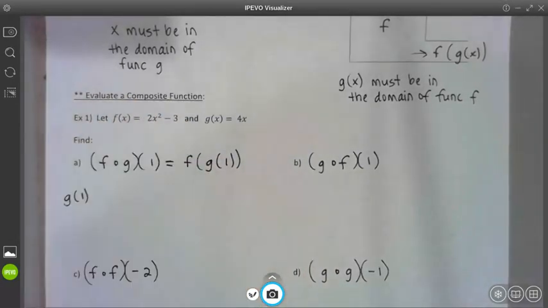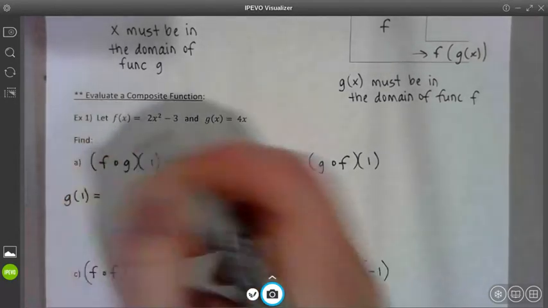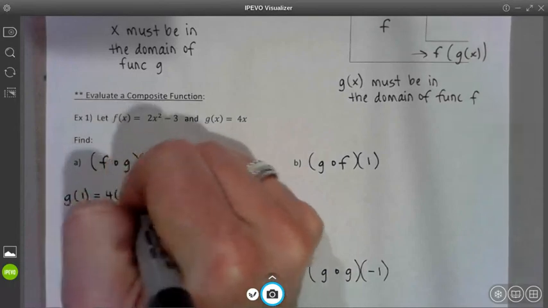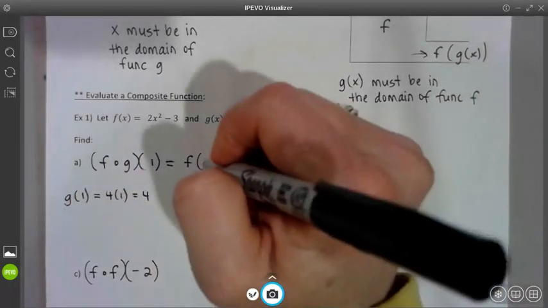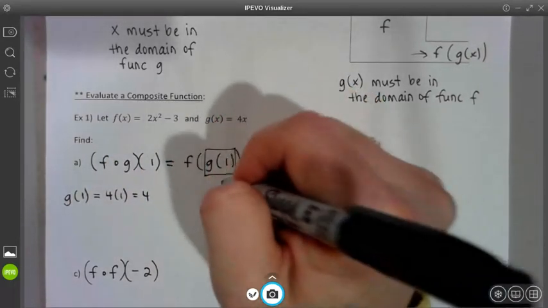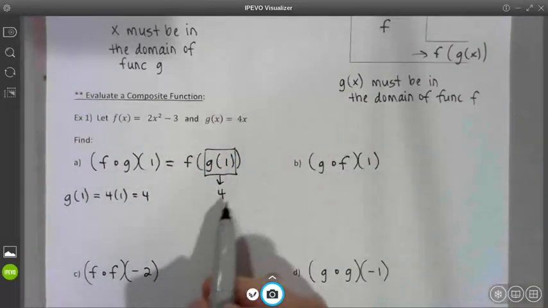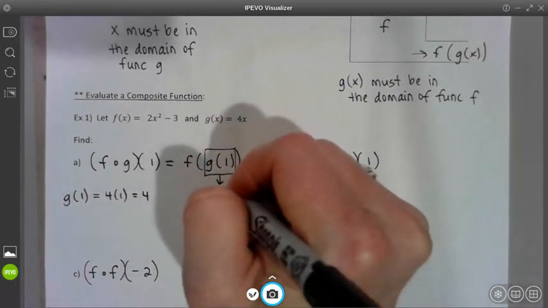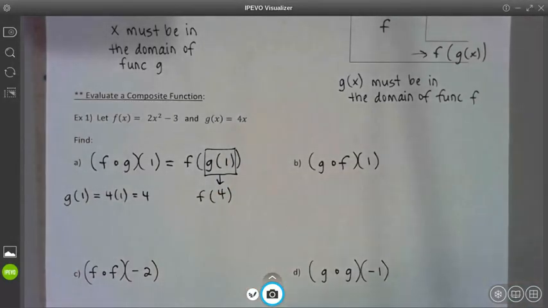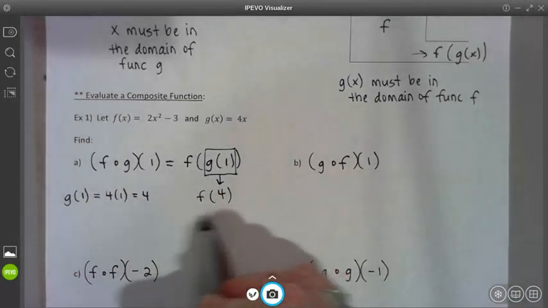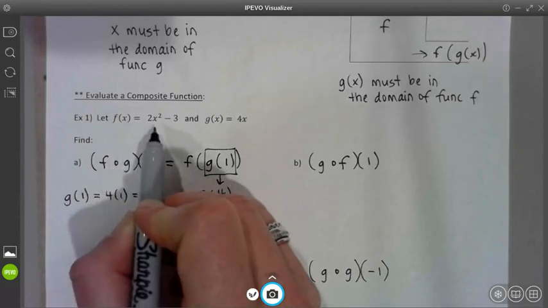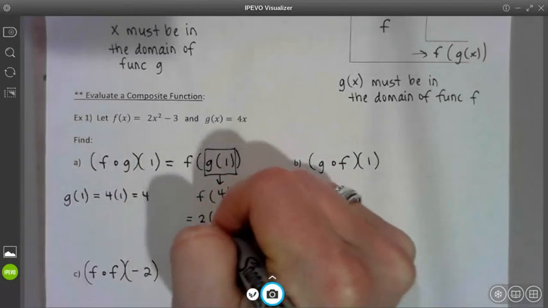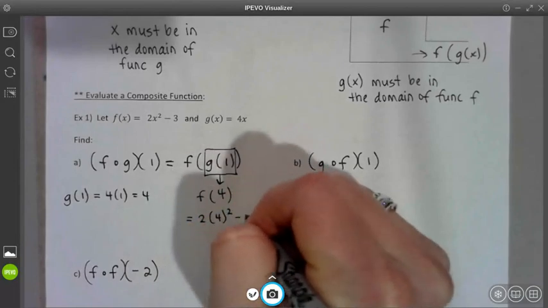If you plug 1 into function g, what comes out, right? Well, g of x is 4x. That would be 4 times 1. 4 would come out. So since g of 1 spits out a 4, 4 is your new input that goes into function f. So now in reality, we are asked to find f of 4. So now to find f of 4, I have to go to function f and plug a 4 in for x, which would be equal to 2 times 4 squared minus 3.